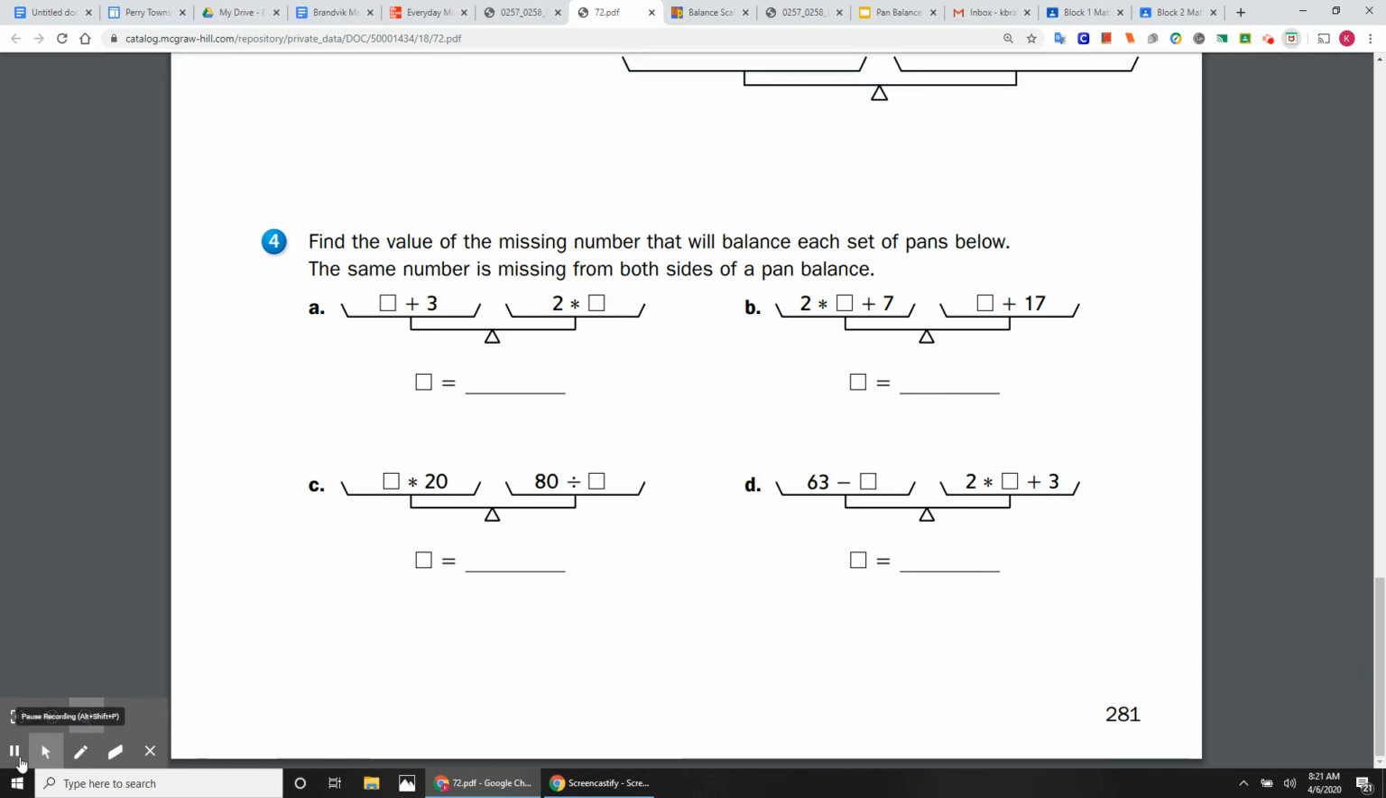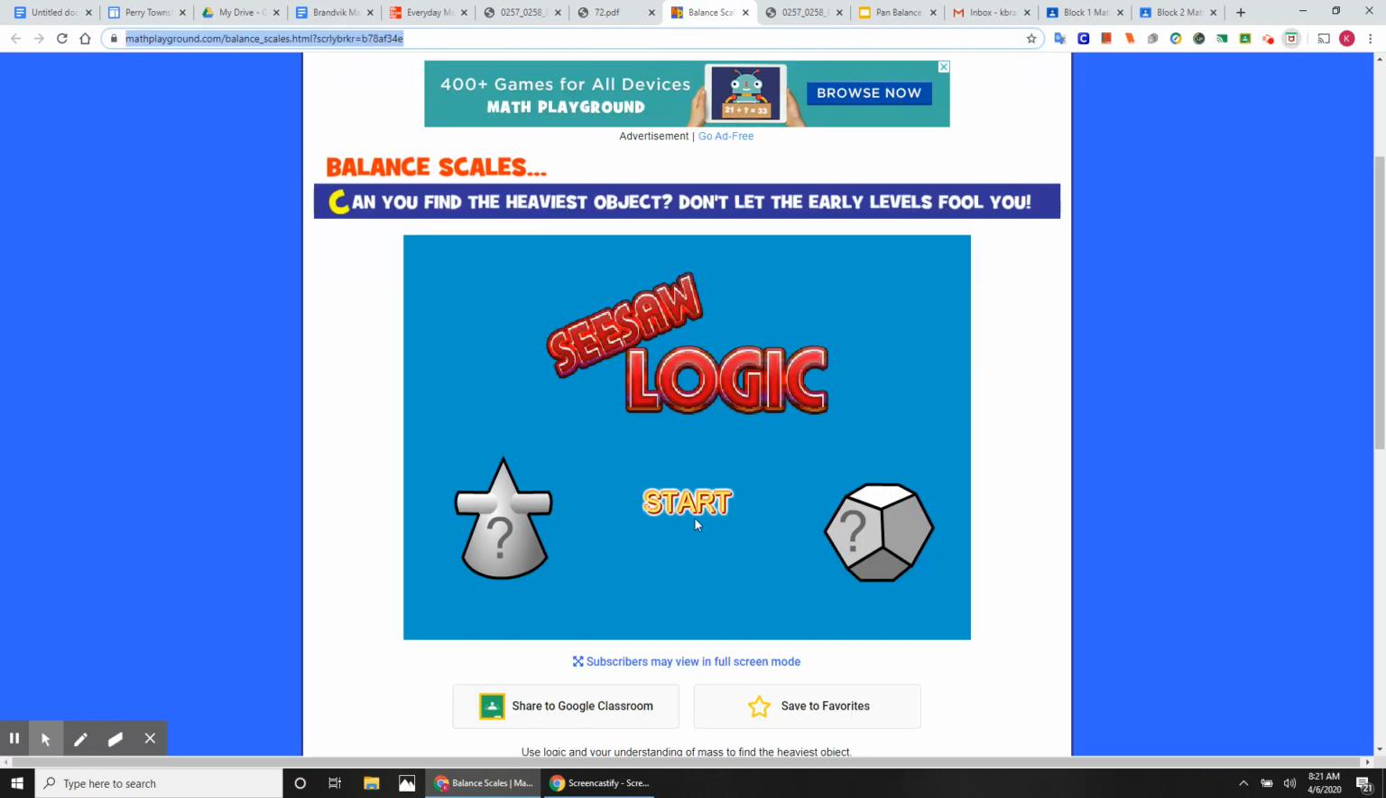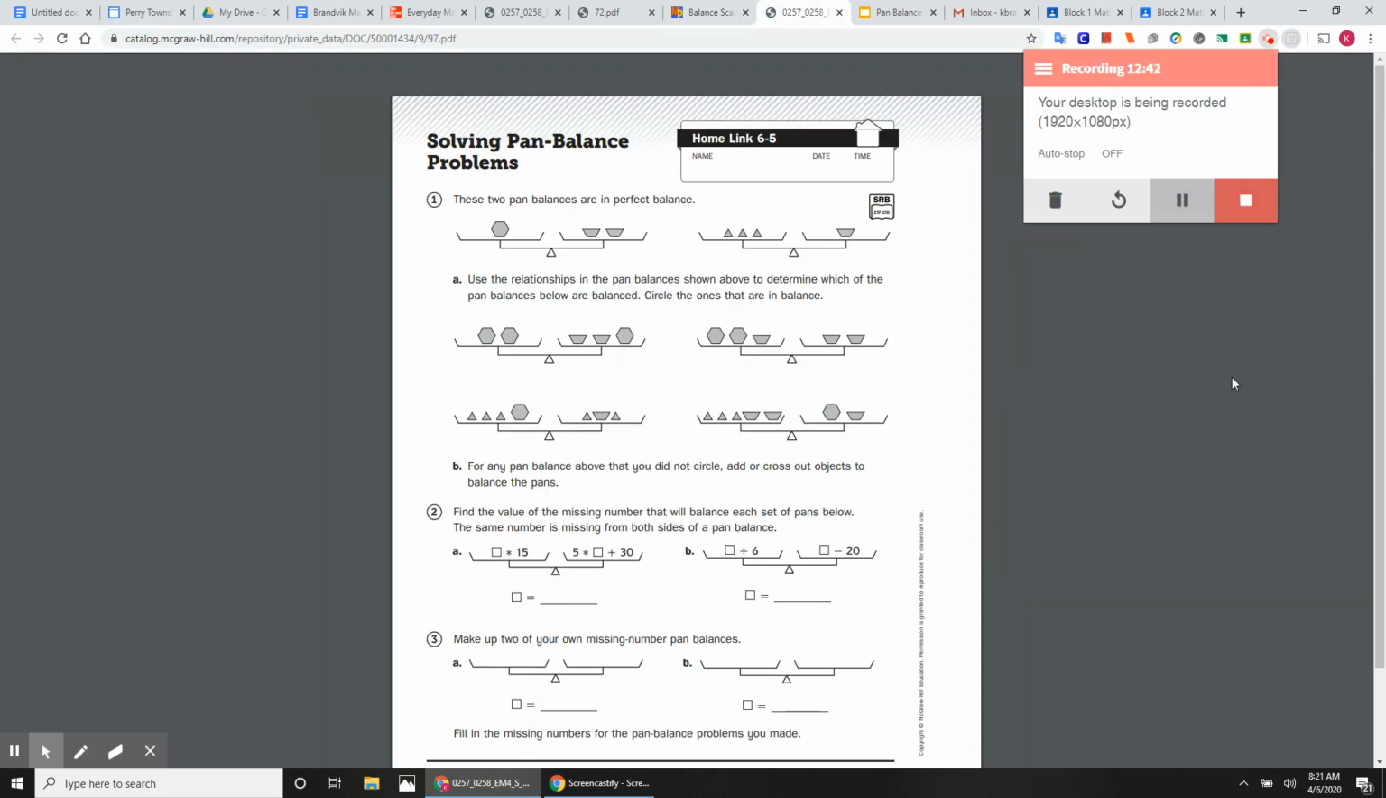Okay, once you are done with this, you are going to play the Seesaw Logic game that you should have played before spring break for extra practice on pan balances. Then you are going to do your HomeLink 6-5.